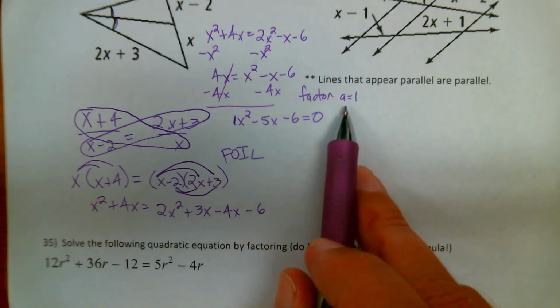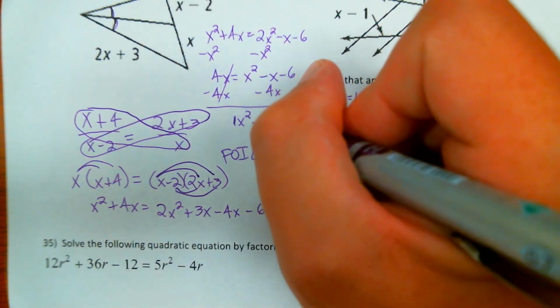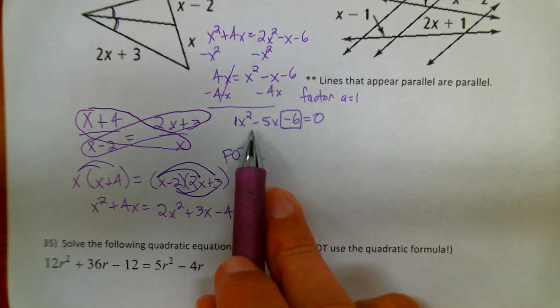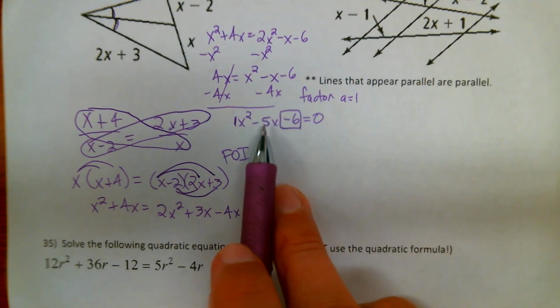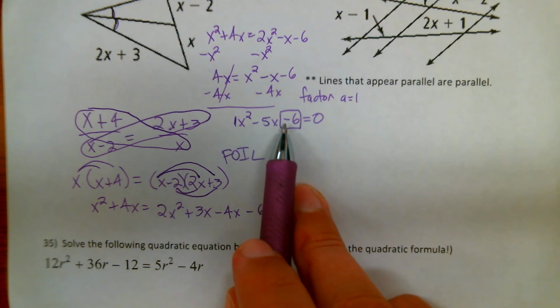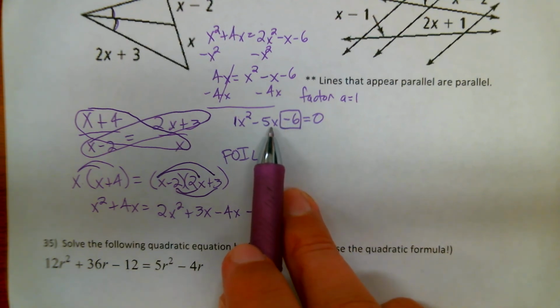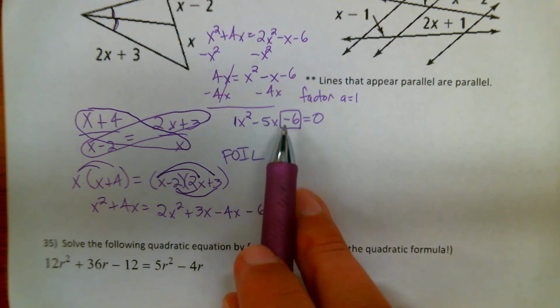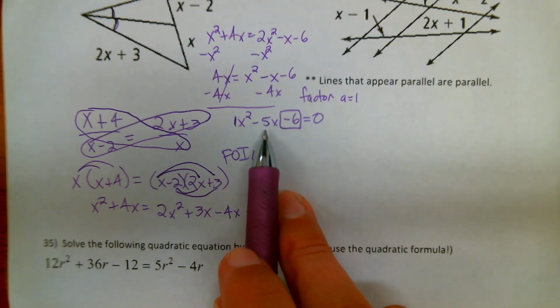When a is 1, I simply look at this guy right here. I look at my C term. What are the factors of C that add to B? What are the factors of negative 6 that add to negative 5? The only two combinations are 6 and 1 and 3 and 2. Okay, and actually both of these will get me to a 5, but the 6 is negative, so that means one's positive, one's negative. I can't get to a 5 with 3 and 2 if one's positive, one's negative. So that tells me it's got to be a 6 and a 1.